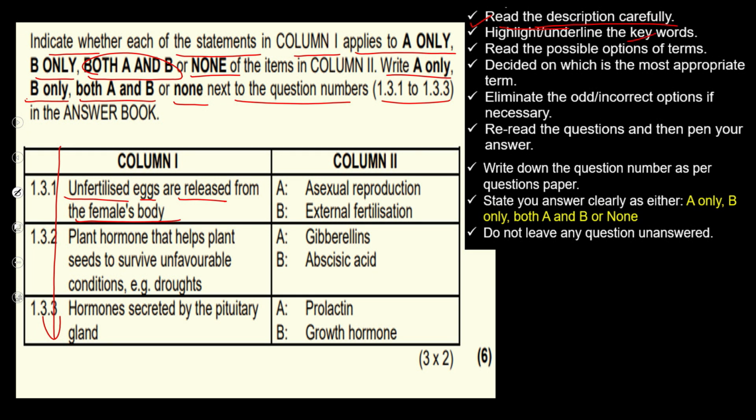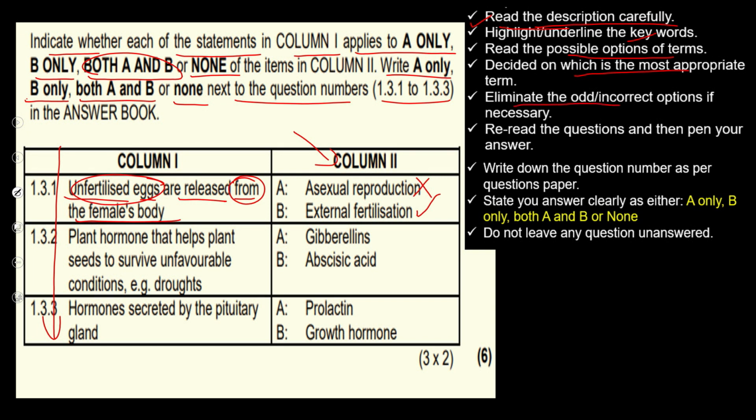Highlight, underline the keywords which we've just done. Read the possible options of terms. So now we go on to the column 2, and there are two possible options that are given: asexual reproduction and external fertilization. Decide on which is the most appropriate term and go back to the question. Unfertilized eggs are released from the female's body. Reread the possible options. Is it asexual reproduction? No, because eggs are produced, guys. It cannot be asexual reproduction. They're released from the female's body, so it's possibly external fertilization.